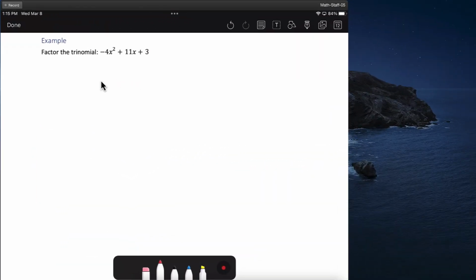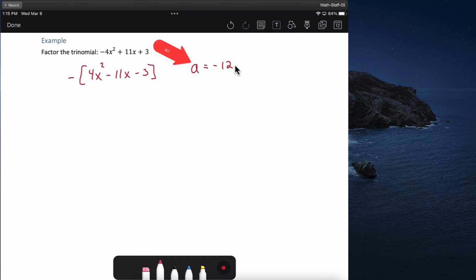In this example, notice that a is negative to begin with. When we have this situation, I like to factor out a negative sign. That's going to help us later. So factoring a negative out is just going to change all the signs inside of our brackets here. And from here, we can use AC. A times C, 4 times negative 3 is negative 12.